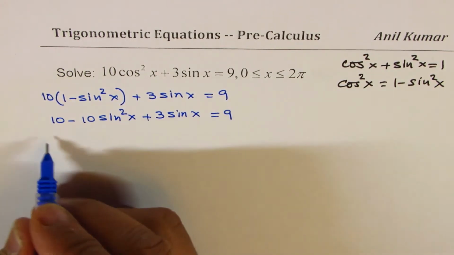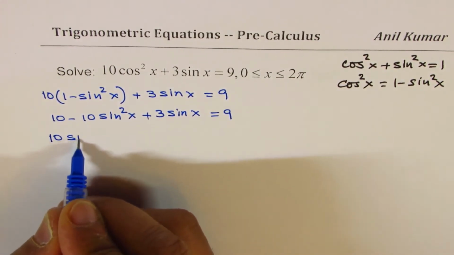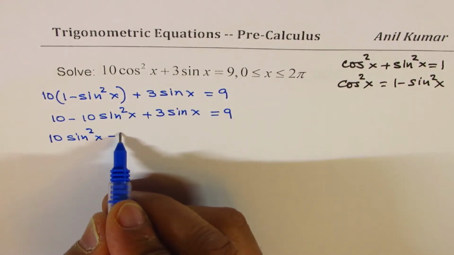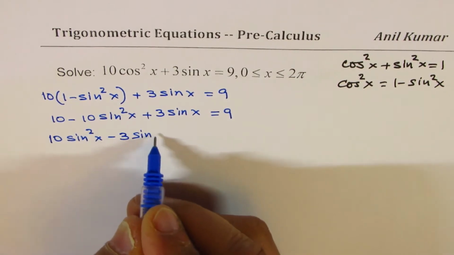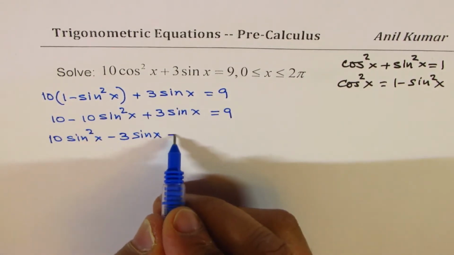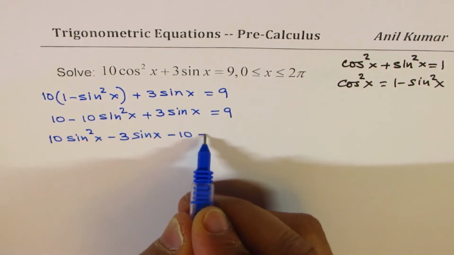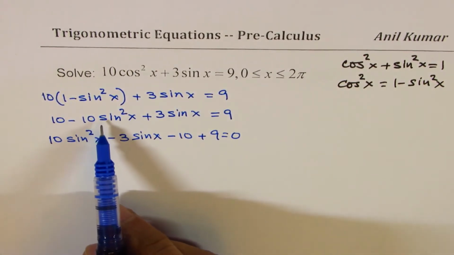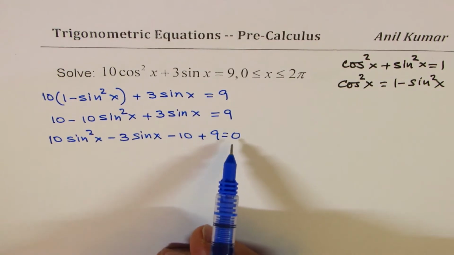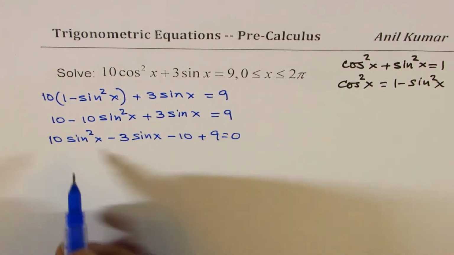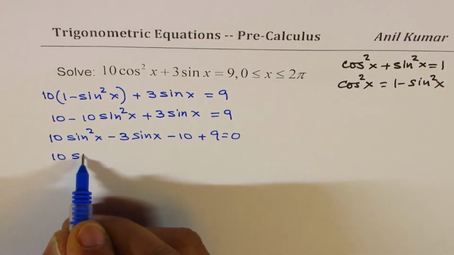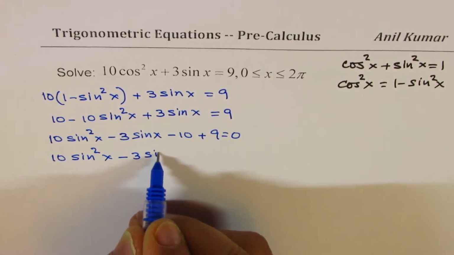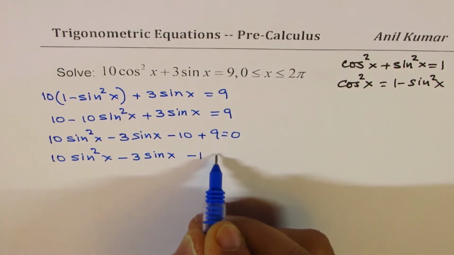So taking this side, it will be 10 sin square x. That changes sign to minus 3 sin x. This changes sign to minus 10, and that remains at positive 9 equals 0. Effectively, we brought all these things to the right side, but wrote 0 on the left side. Okay, so that gives us 10 sin square x minus 3 sin x minus 1 equals 0.